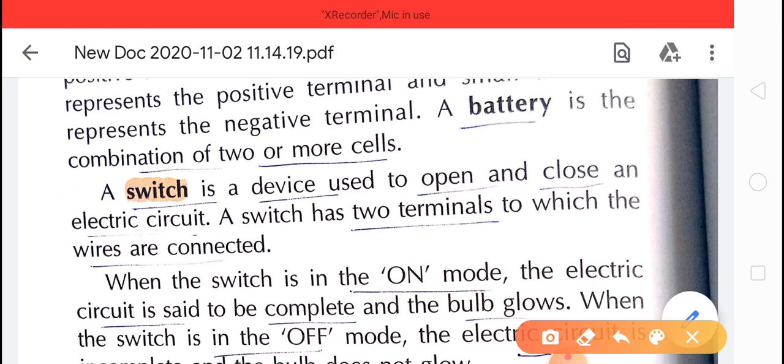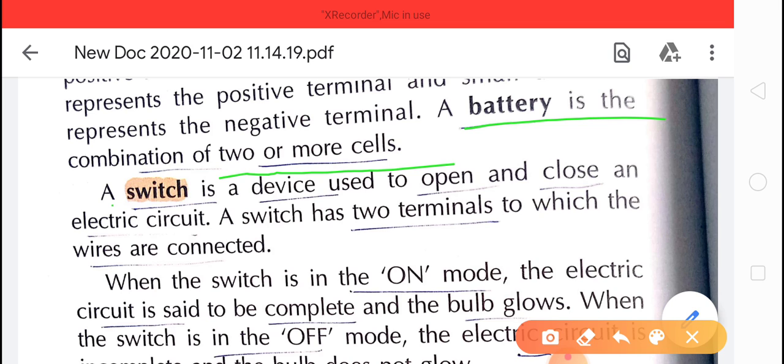First, the definition of battery. Battery, I told about that, is the combination of two or more cells. The cell is a source of electricity, a safe source of electricity. But if two or more cells are combined together, joined by wires, they form the battery.